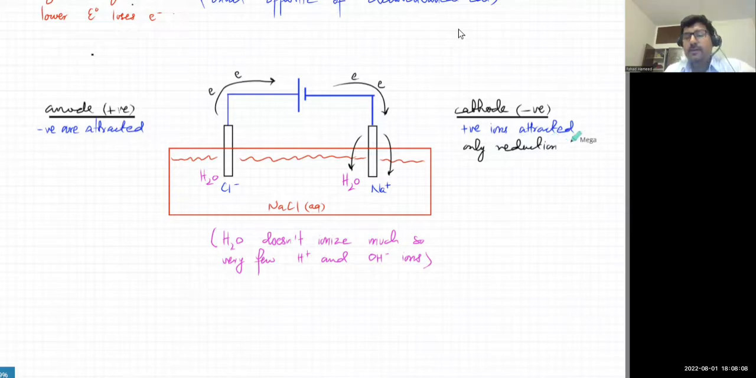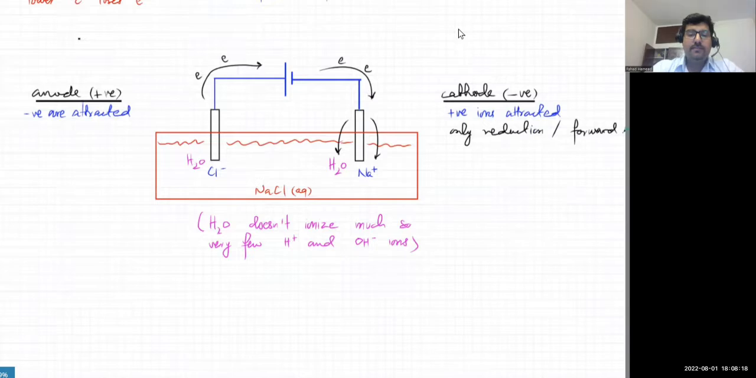So when you talk about cathode, read the equation in the forward direction, because the reverse direction is not possible. If you're reading it from the data booklet, there's only one option, that is gain of electrons.